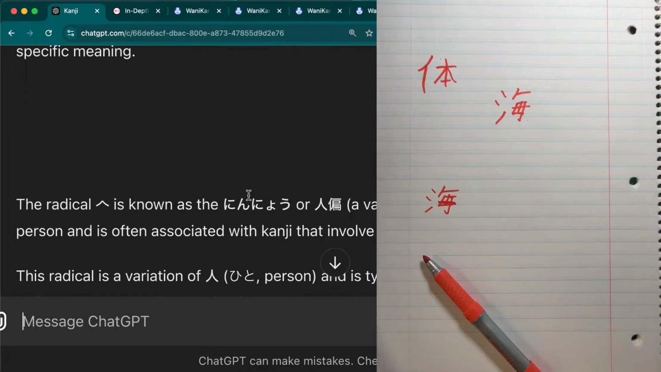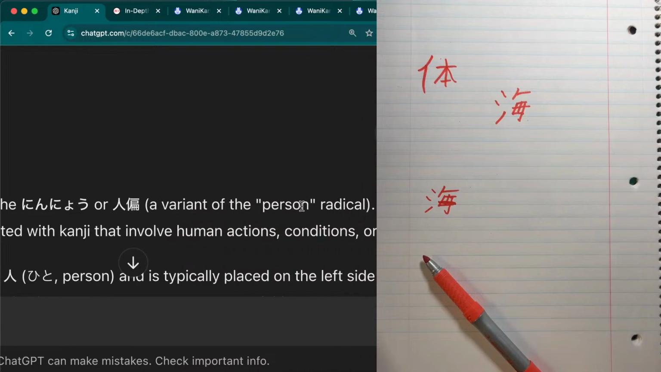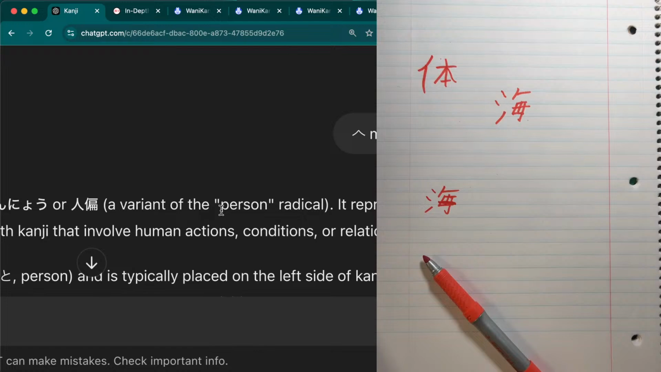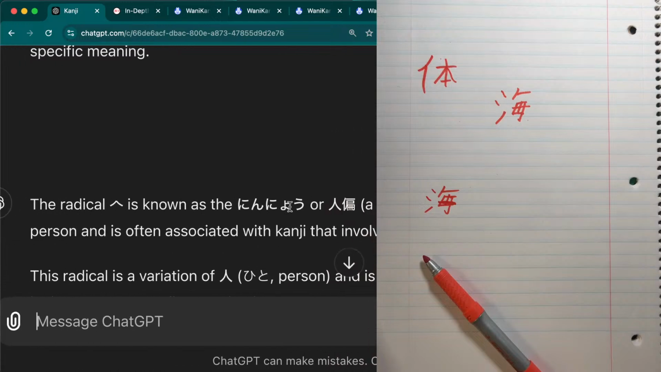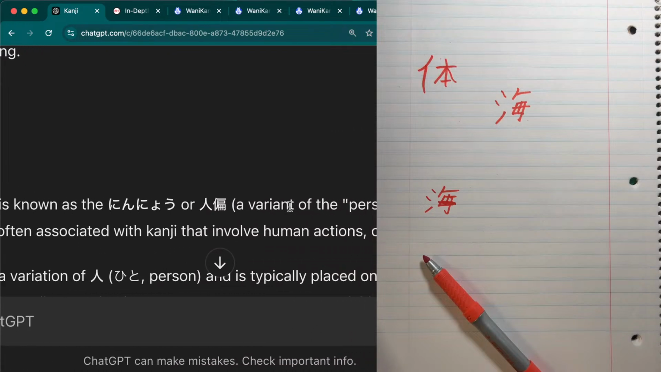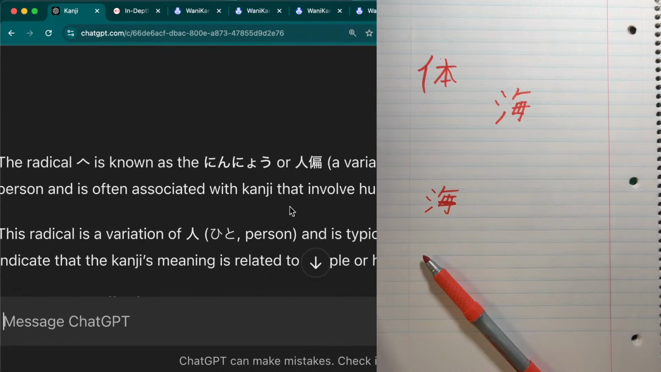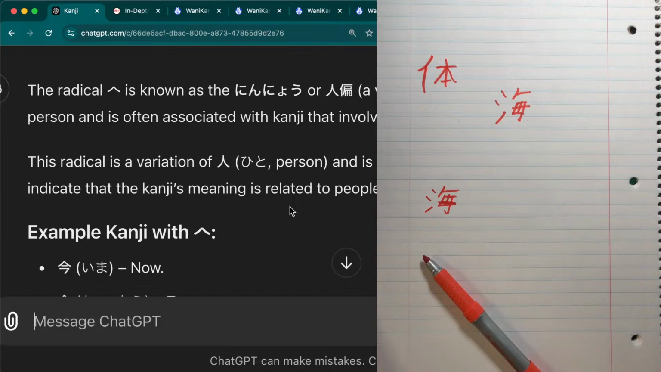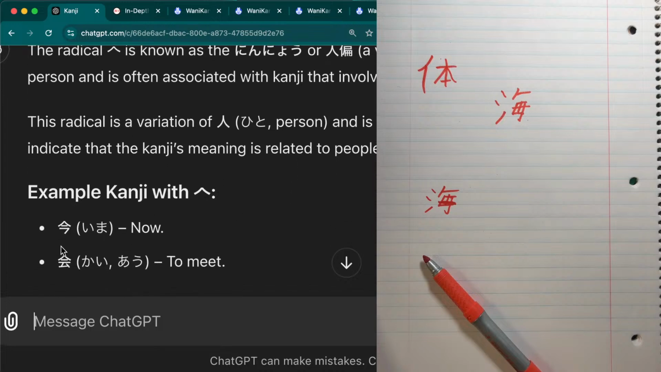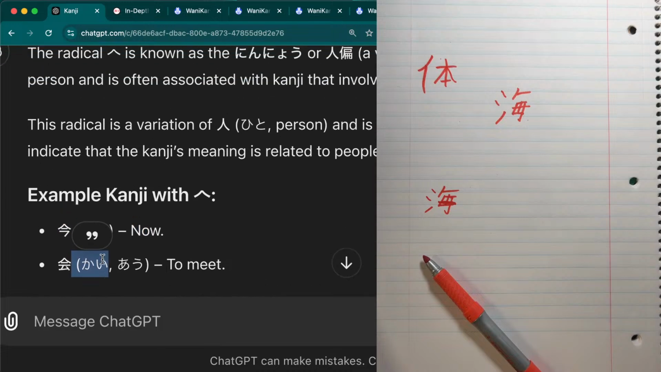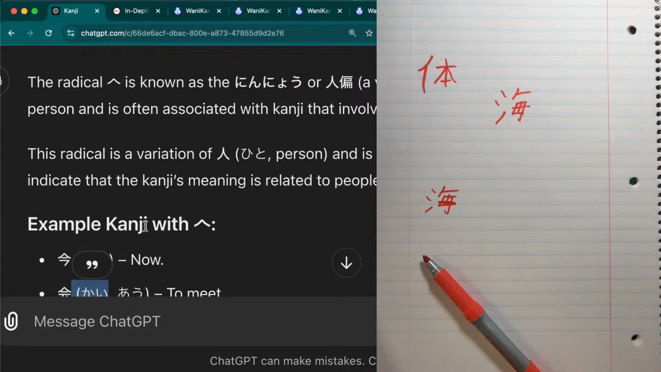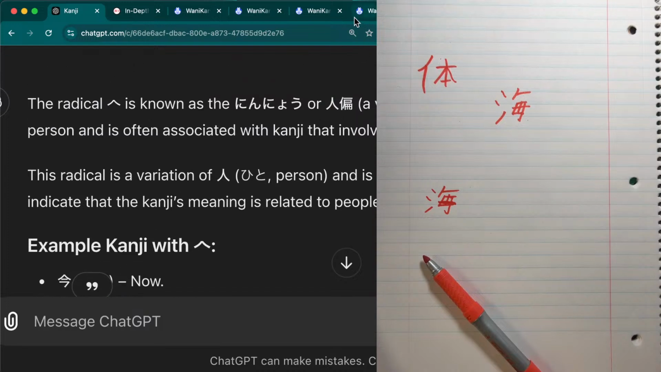Radical known as nin, or that. A variant of the person radical, it represents a person and is often associated with kanji that involve human actions, conditions, or relationships. And then they give examples like ima. Oh. That's cool. I like that meaning.